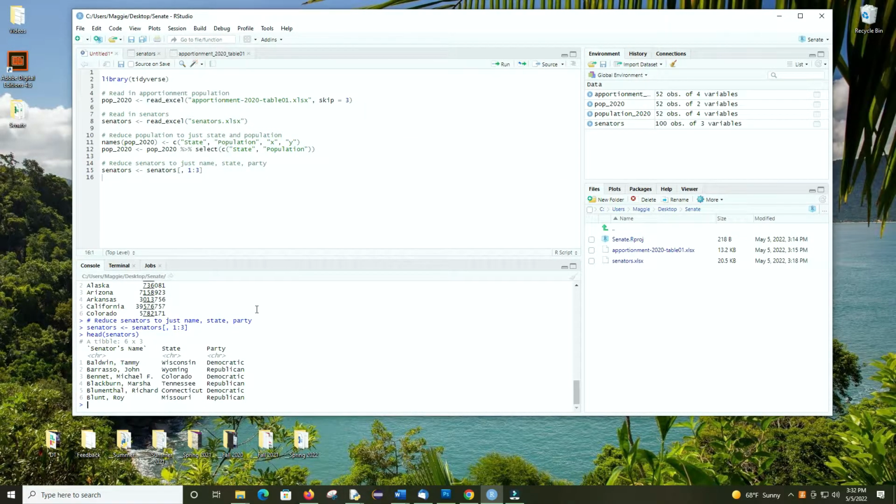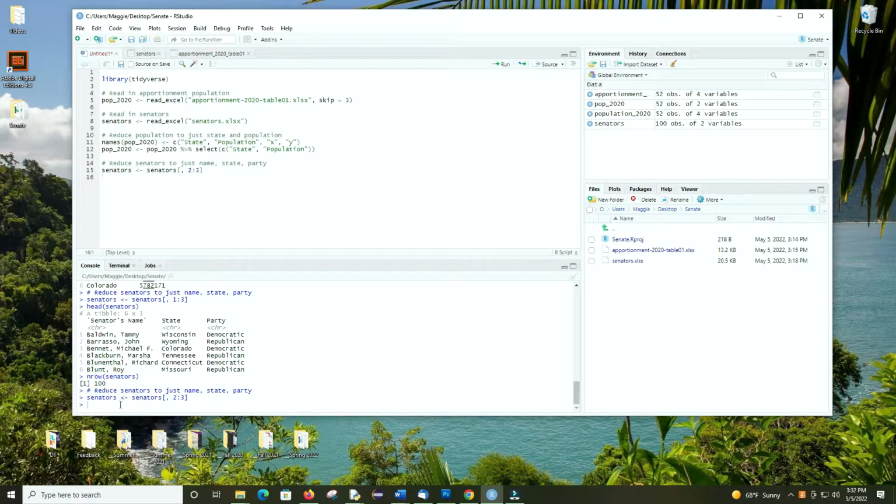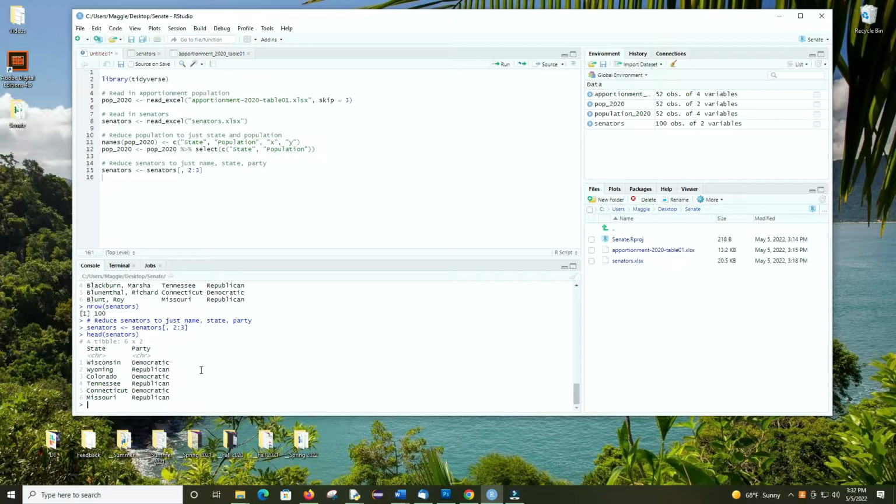Okay, so which means that there should be 100 rows in senators, right? Is it N row? Yeah, okay. So there's 100 rows in senators. So yeah, we actually don't need the name. So we just need the state and the party. Senators. Okay, state and party. So now we've got 100 rows, state and party. And then in Pop 2020, not sure what's in there.